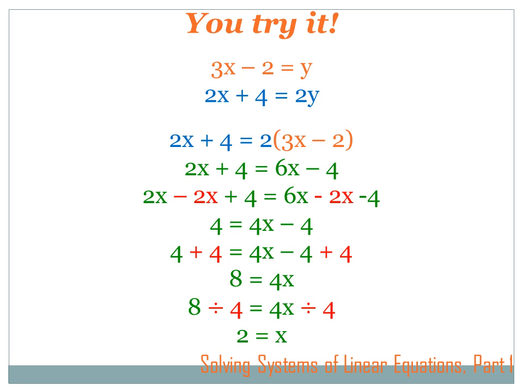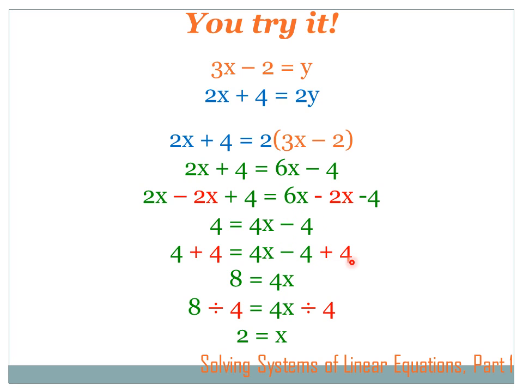Now I need to get rid of that 2x on the left side of the equation. So I'm going to subtract 2x from both sides of the equation. And I'm going to end up with 4 equals 4x minus 4.